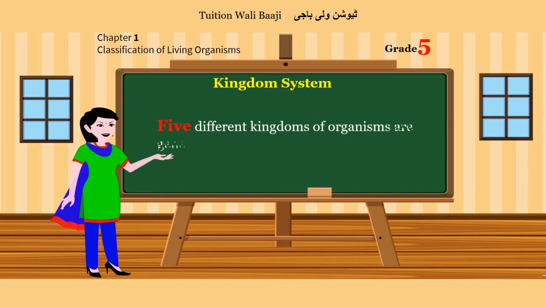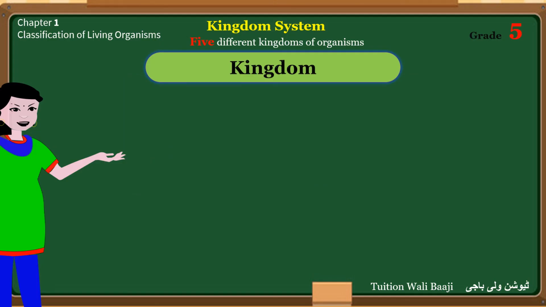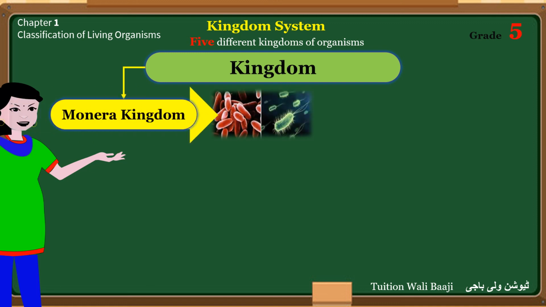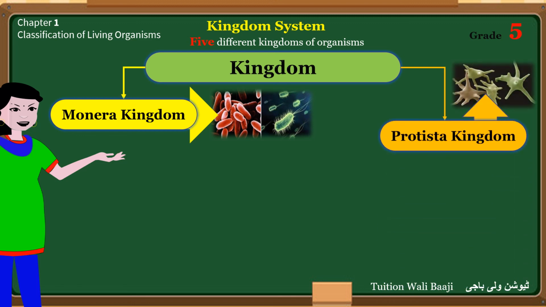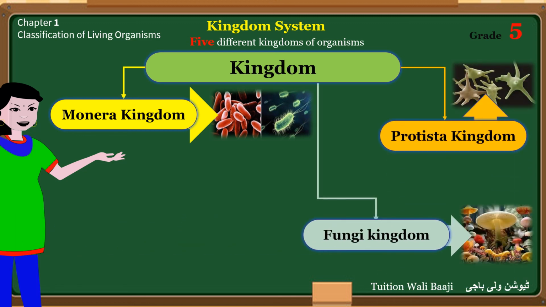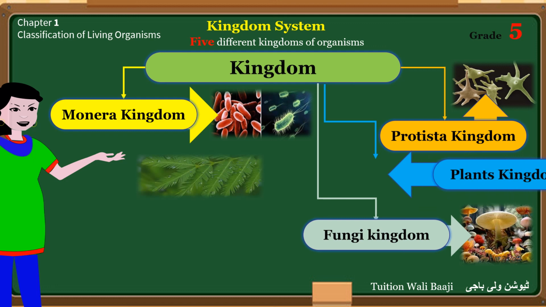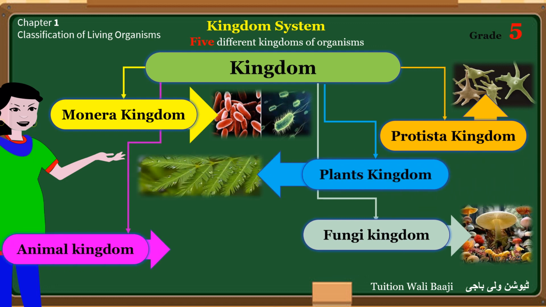5 different kingdoms of organisms are generally recognized by scientists today. The 5 different kingdoms of organisms are Monera Kingdom, Protista Kingdom, Fungi Kingdom, Plants Kingdom, Animal Kingdom.